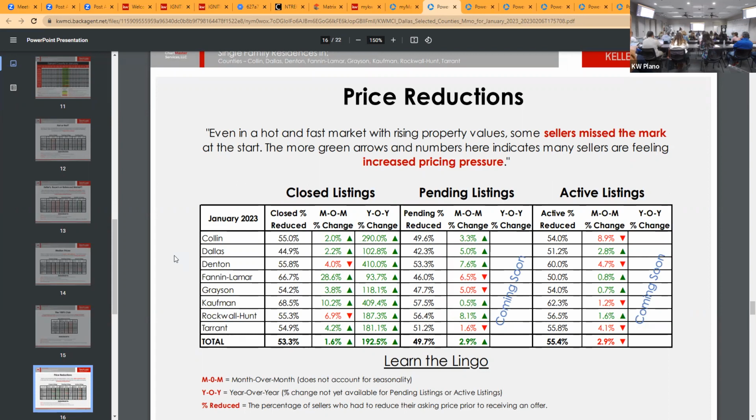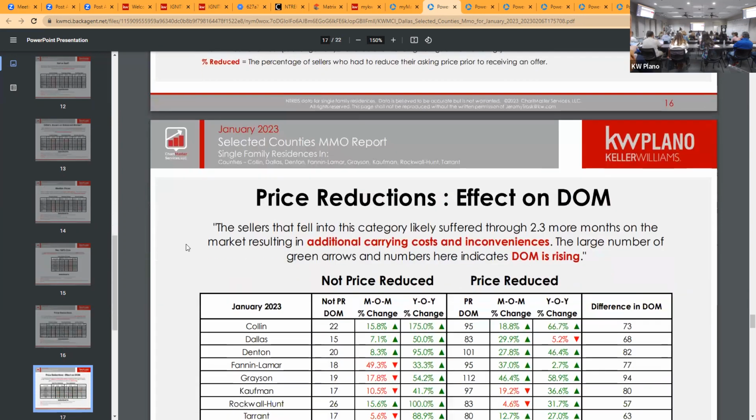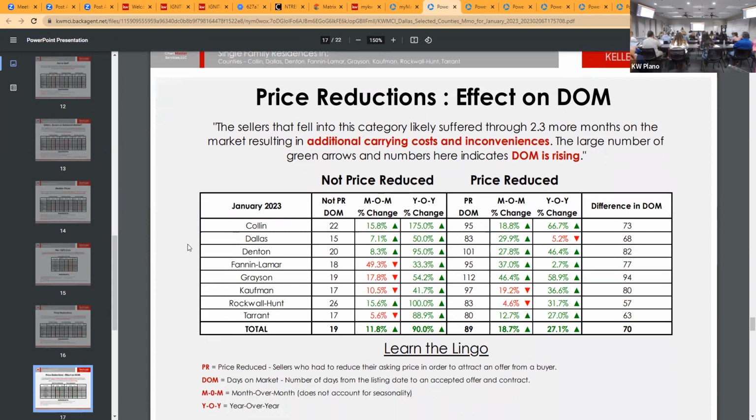So, price reductions. Price reductions' effects on days on market. If you did no price reductions, you had a 15% increase month over month change and 175% year over year change. And if you did a price reduction, it was 18% month over month and 7% year over year change. Difference in days on market is 73 days. Would you rather spend 73 more days on the market compared to your competition? That's right, you decide. So this is data that you can show them. This is really handy. Anybody have any questions so far?